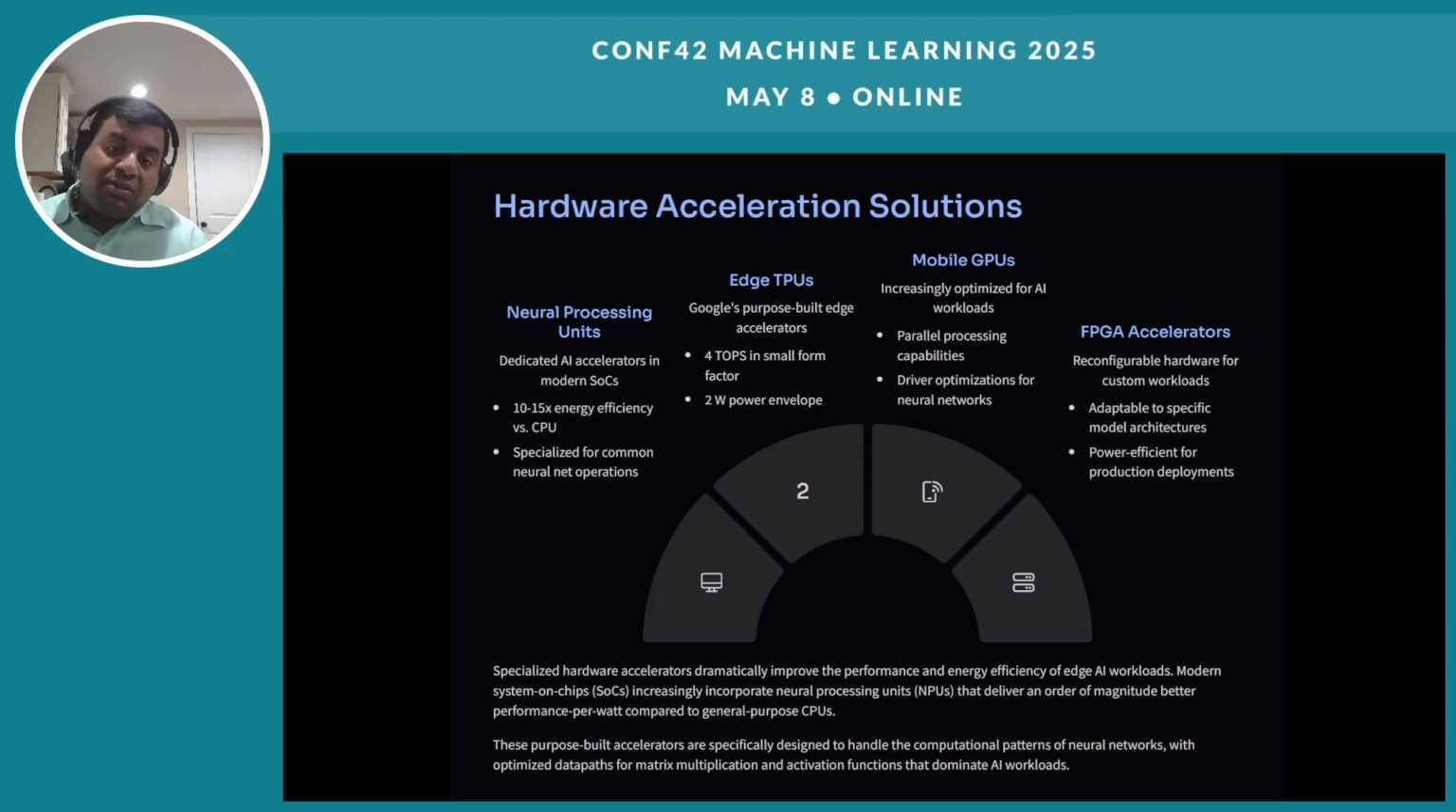Google offers Edge TPUs, purpose-built edge accelerators, providing significant processing power, like up to 4 tera operations in a small, low-power, around 2 watts package. That's impressive. Then mobile GPUs are also increasingly optimized for AI, leveraging their parallel processing power. And FPGA accelerators offer reconfigurable hardware adapted for specific AI models and often very power efficient in production. These accelerators are designed specifically for the math-intensive operations common in AI, like matrix multiplications.